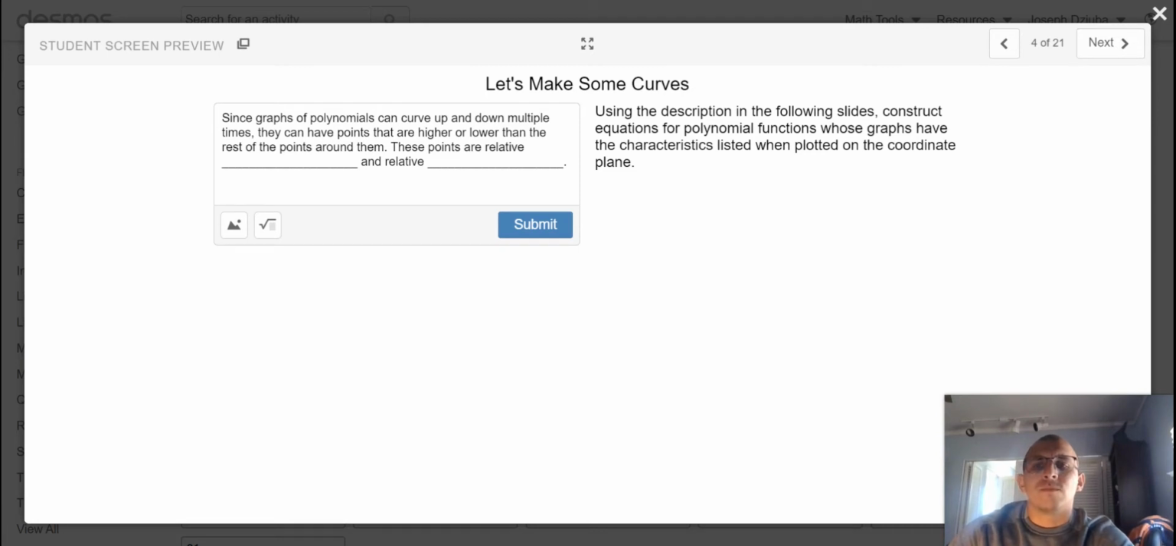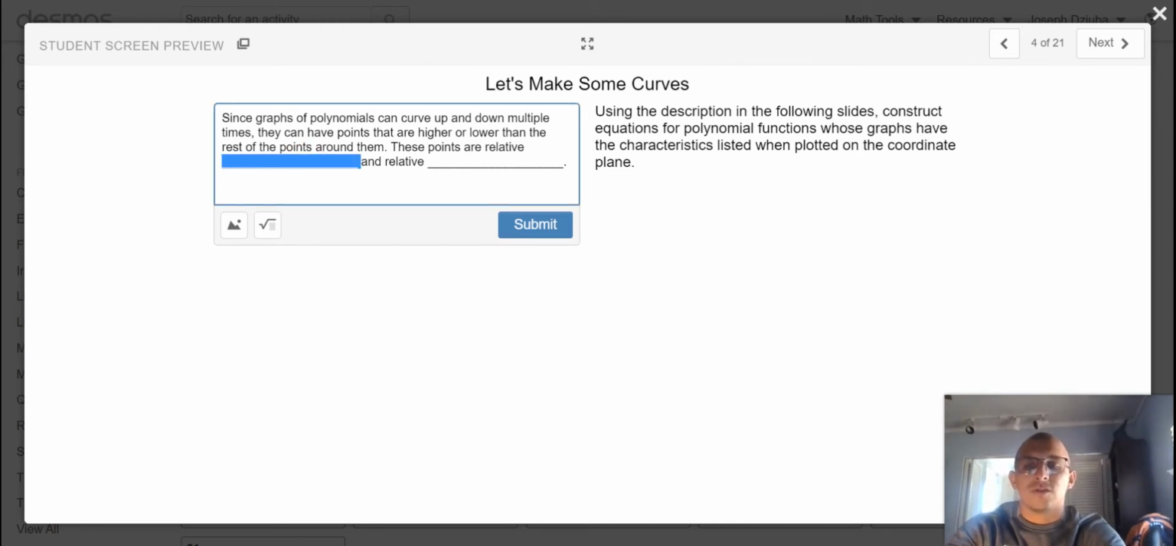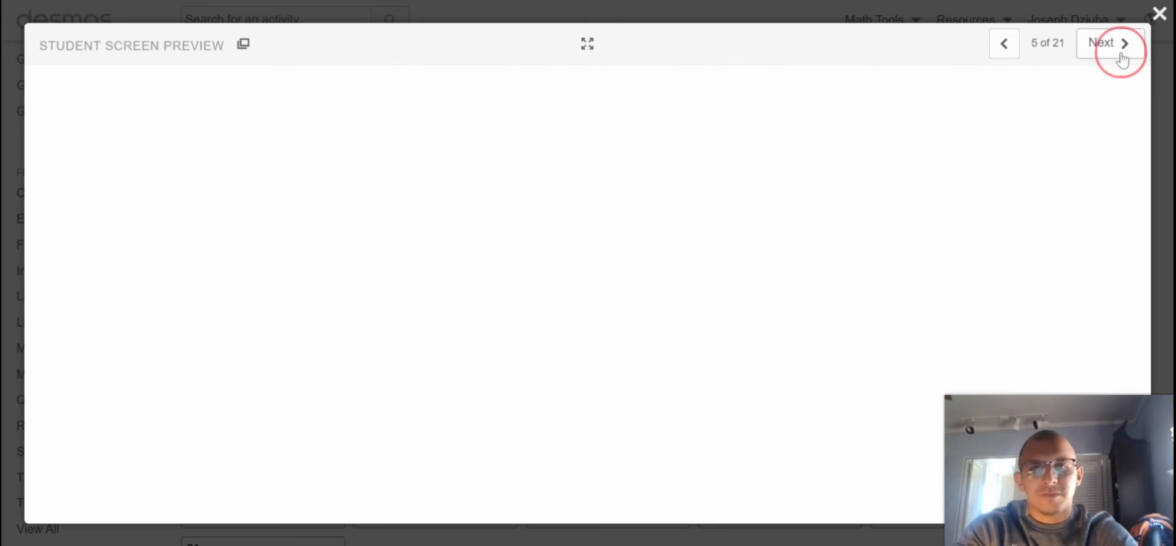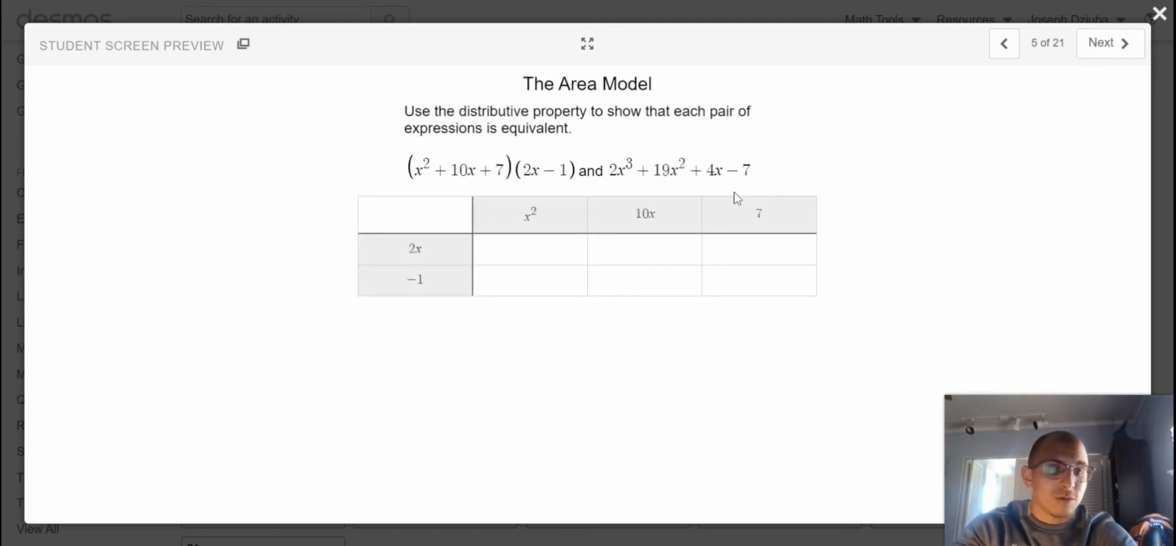So as we've seen before, polynomials can curve up and down multiple times and have points that are higher or lower than the rest of the points around them. We call these points relative minimums and relative maximums. Sometimes if you're looking at other resources on the internet, you'll read the word local. Using the description in the following slides, construct equations for polynomial functions whose graph has the characteristics listed when plotted on the coordinate plane.